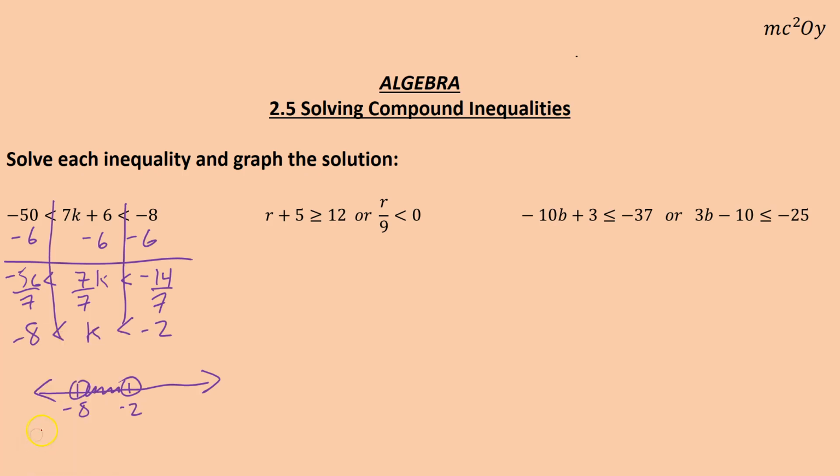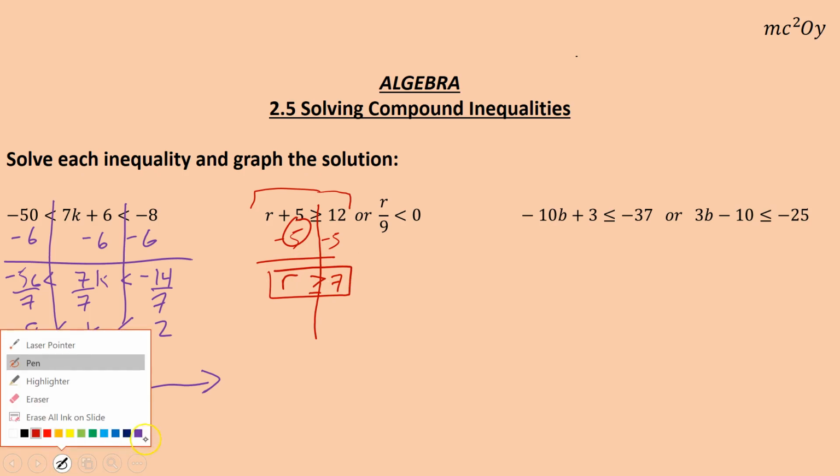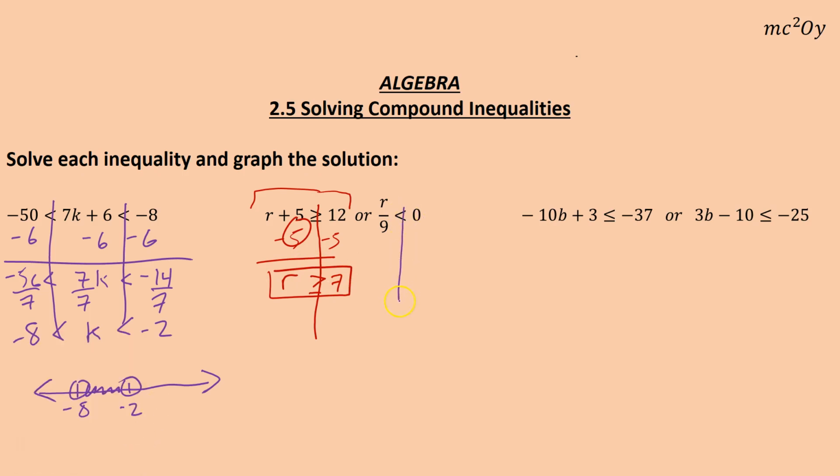All right, now we're going to go ahead and try an OR. So an OR is kind of like that "and" on the previous page. Whatever I do in this first part only affects this first inequality. So subtract 5. I don't deal with the r divided by 9 is less than 0 at all yet. So I get r and 7. And now I can go over and I can deal with this. I'm going to multiply by 9.